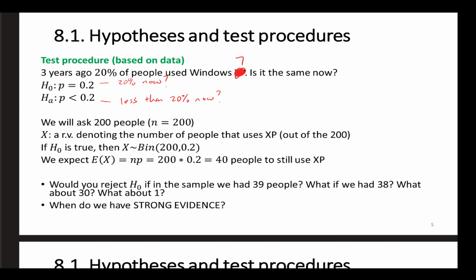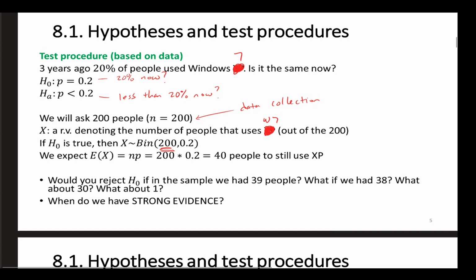So we will ask 200 people at random. So this is our data collection. Ask 200 people at random. X is going to be the number of people that use Windows 7 out of the 200. If the null is true, then X follows a binomial distribution. Sample size 200, probability of success 0.2. We expect 40 people, because that's the expected value of a binomial, we expect 40 people to still use Windows 7.